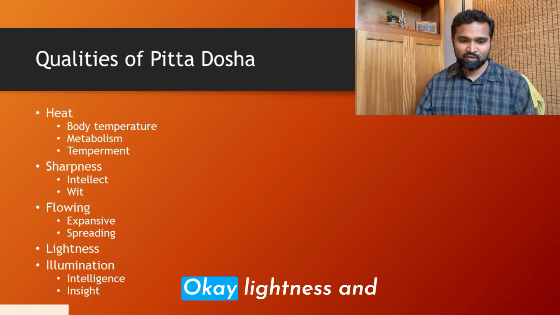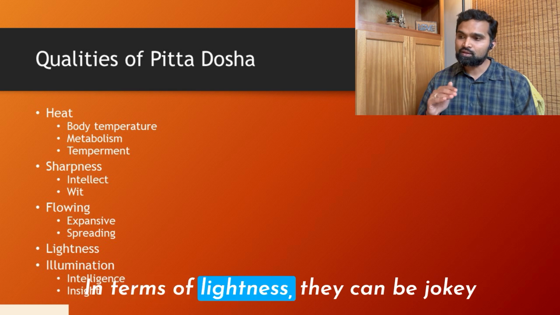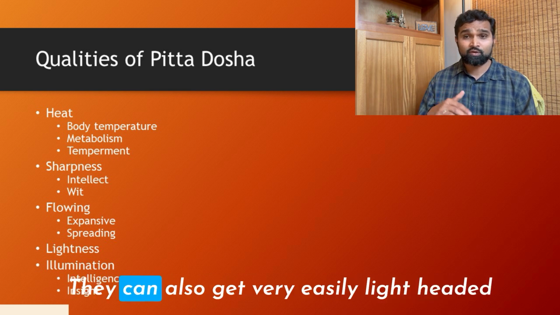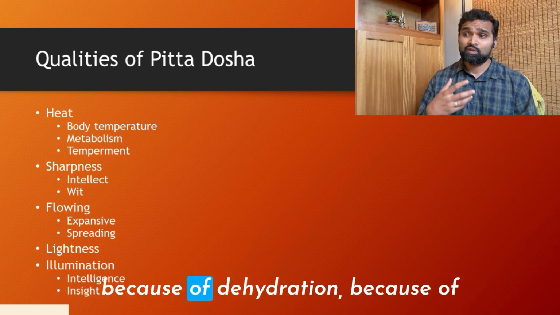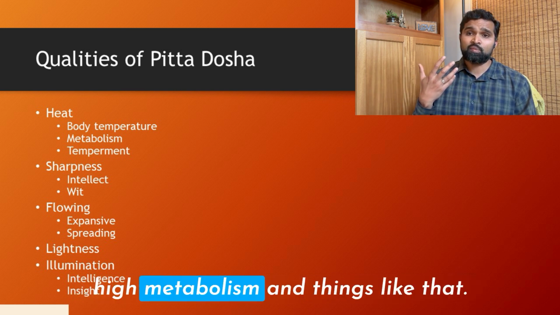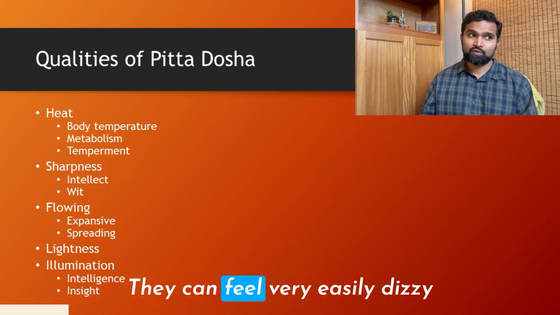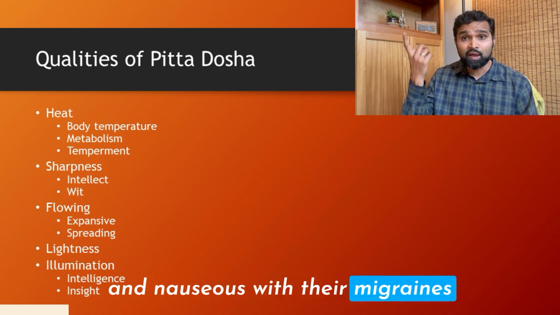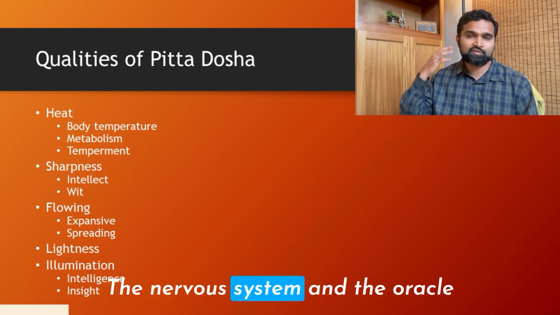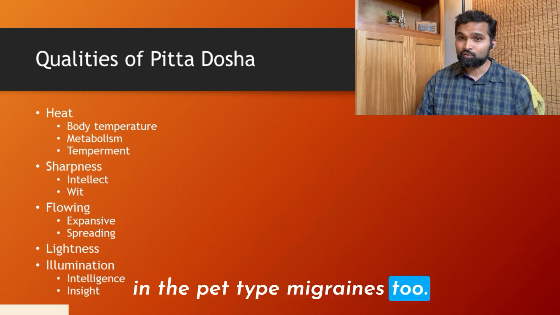All right. Lightness and illumination are also mentioned. In terms of lightness, they can be jokey, playful and very light-minded. They can also get light-headed very easily because of dehydration, overheating, or low blood sugar from high metabolism. They can feel dizzy and nauseous with migraines because there's overheating in the head that is disorienting the nervous system and the auricular system. That is a common factor in Pitta-type migraines too.